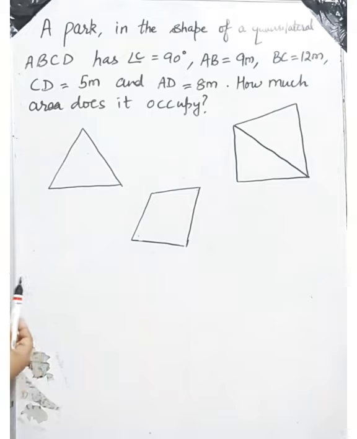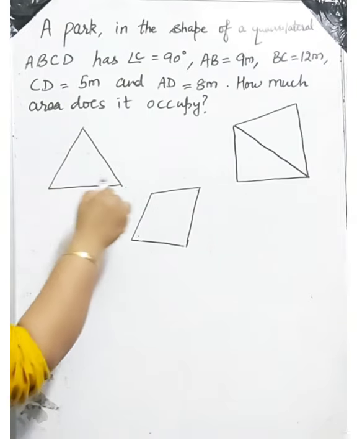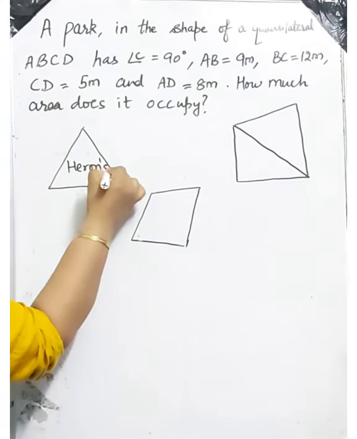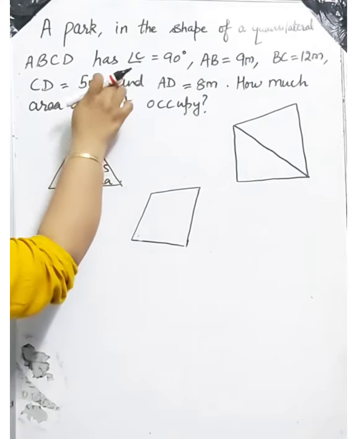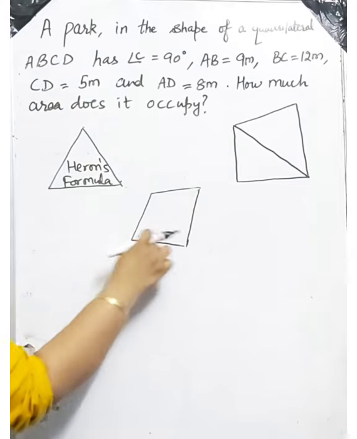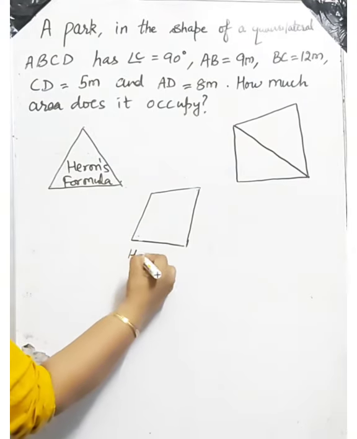In the previous module, we have learned how to find area of triangle by using Heron's formula. Now in this module, you will learn how to find area of quadrilateral by using Heron's formula.